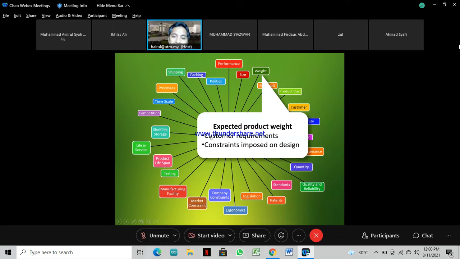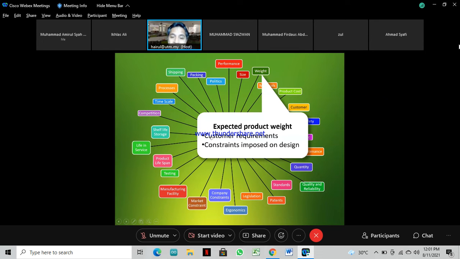Weight ni something yang involved dengan your design. Under constraints imposed on design, okay? Constraint imposed on design means anything, even just stating the weight of our machine. Kadang-kadang when you design a machine, you can put a statement under weight, the weight which you expect your product to be. Because if you don't put any statement in your PDS under the heading weight, you need a guideline.